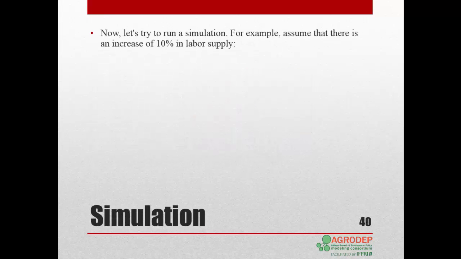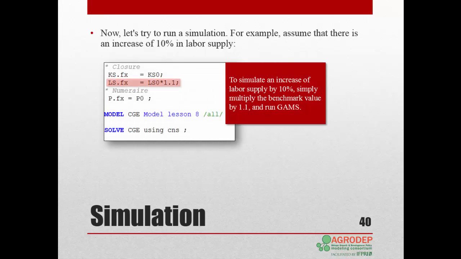Now let's try to run a simulation. For example, assume an increase of 10% in labor supply. To simulate a 10% increase in labor supply, simply multiply the benchmark value LS0 by 1.1 in the assignment statement for the exogenous variable LS. Run the model again, either by pressing the F9 key or by using the red arrow icon.